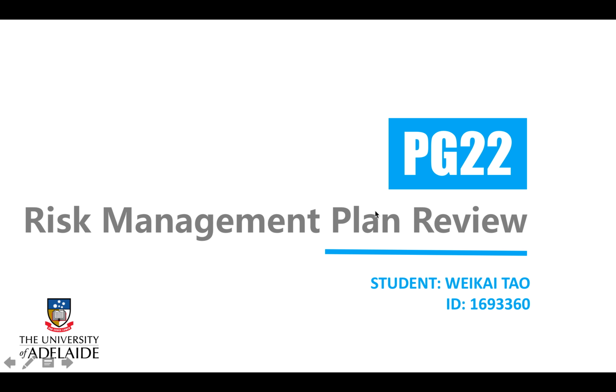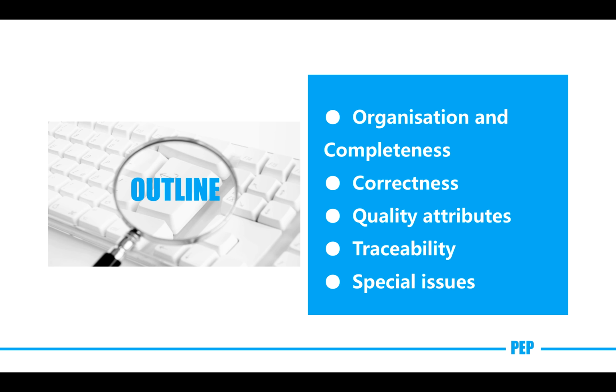Today, I will do the risk management plan review. There are 5 sections which will be covered today: organization and completeness, correctness, quality attributes, traceability, and special issues. The first part is organization and completeness.